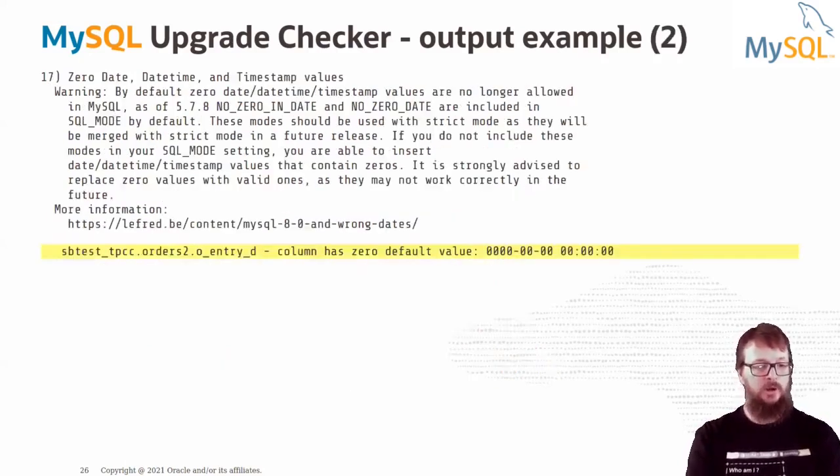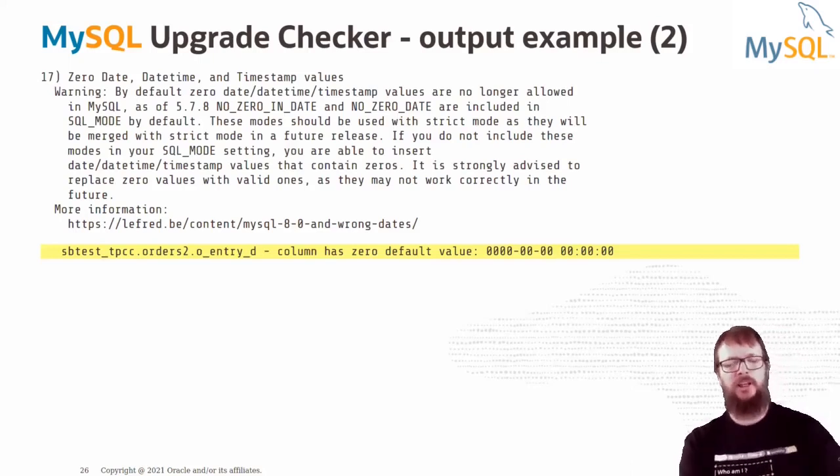Also here you can see there is a check for a default of 0 in a date, which is invalid now, and it will warn you: watch out, there is some column here that has a default 0 value for a date, datetime or timestamp column, which is not recommended. And you have all that information, then you can work on that before doing the upgrade. So this is a very useful tool that I really recommend you to use.